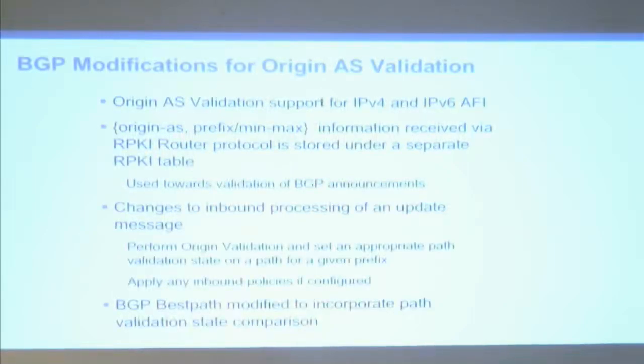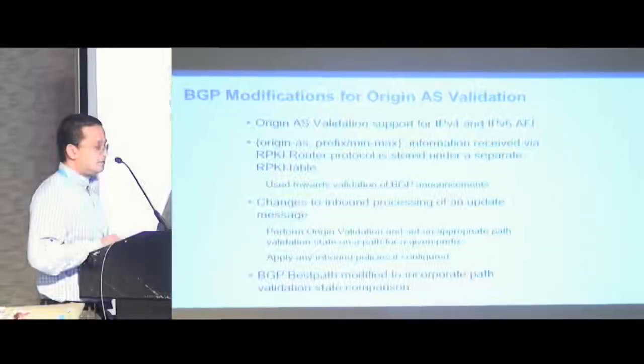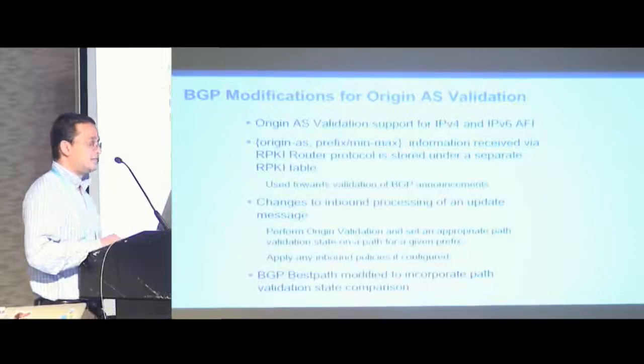The BGP protocol modifications are defined in RFC 6811. So we support origin validation for both IPv4 and IPv6 FEs. The validated ROAs are downloaded as a 3-tuple: origin AS along with the associated prefix and max length. That's received via the RPKI router protocol, and it's used to build the database that we have seen in the show outputs. That's used towards the validation of incoming route updates, and the origin validation performed cross-checks the origin AS on the route with that present in the RPKI database and sets the path validation state appropriately.